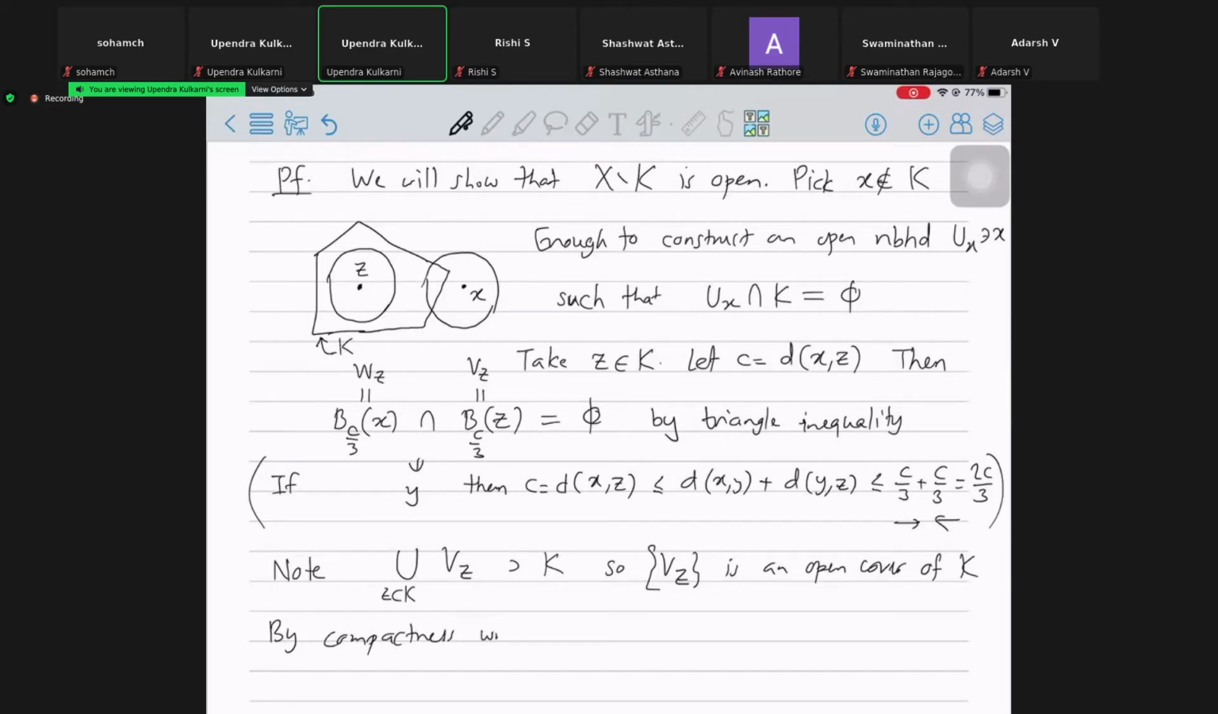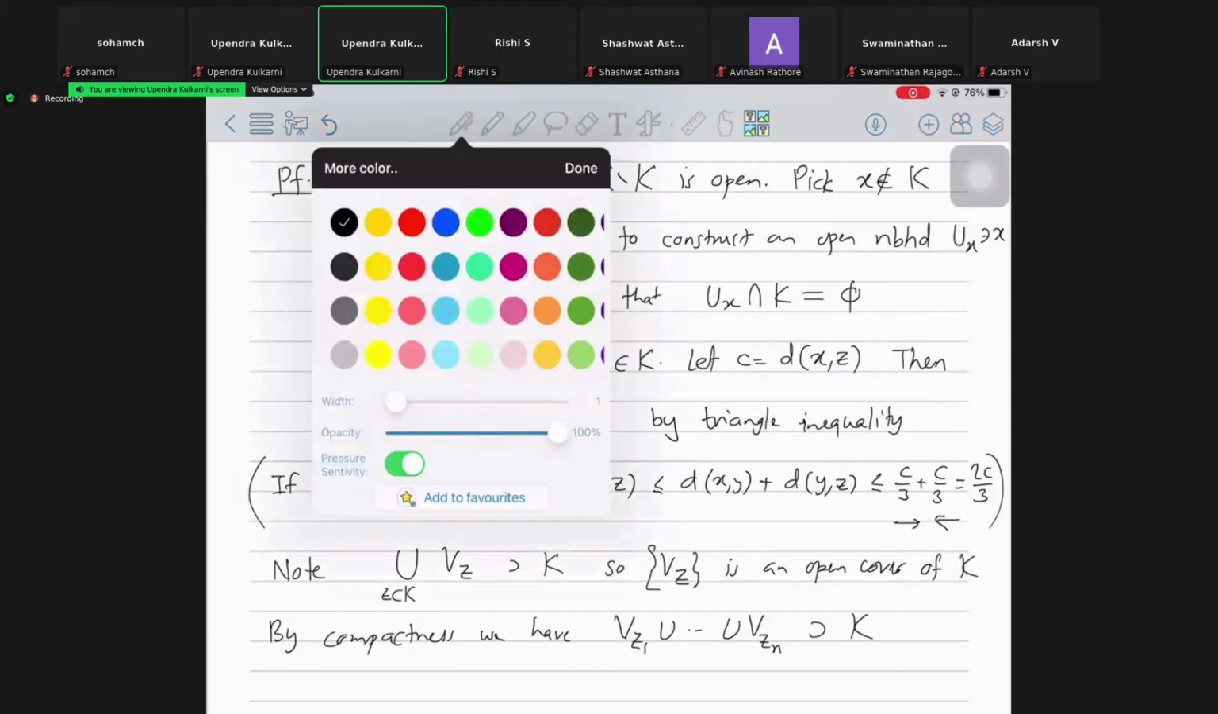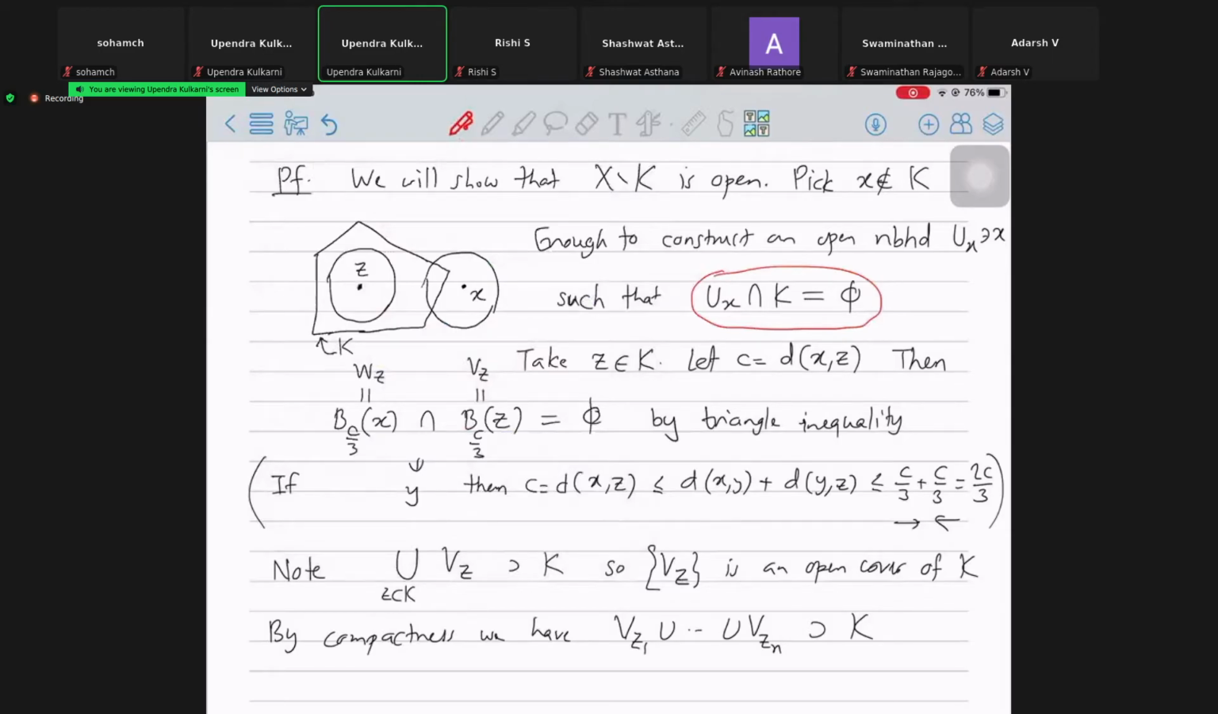By compactness, we have V_Z1 union up to V_Zn contains K. Now comes the clever part. You see, what I am doing is around every point of K, I have put these balls. Now only a finite number of these balls are covering K. What do I want? Remember our goal. Our goal is to find this U_X such that this happens. This is what our goal is.